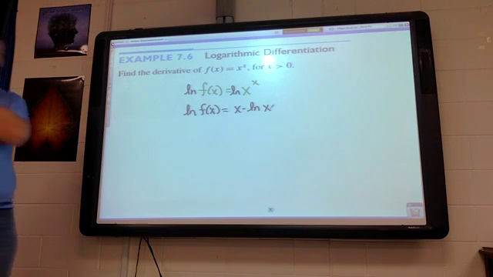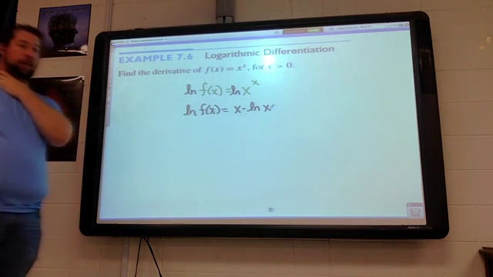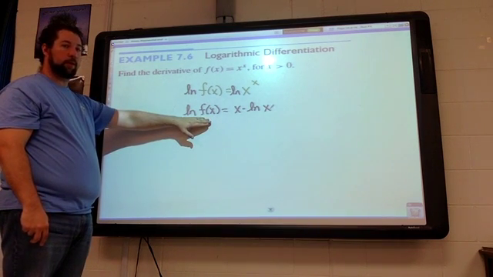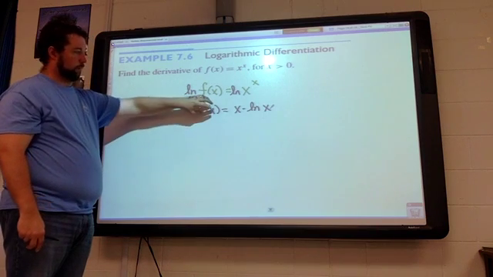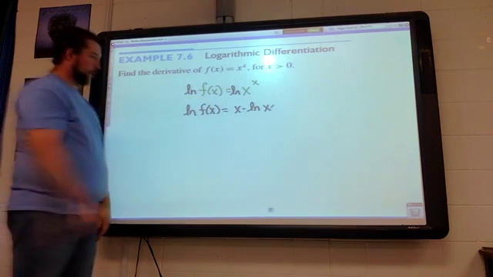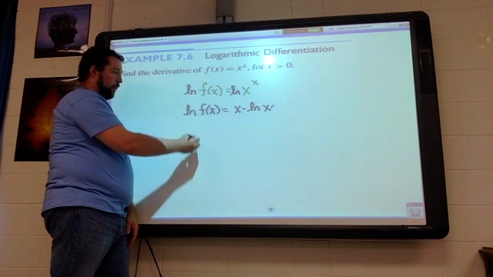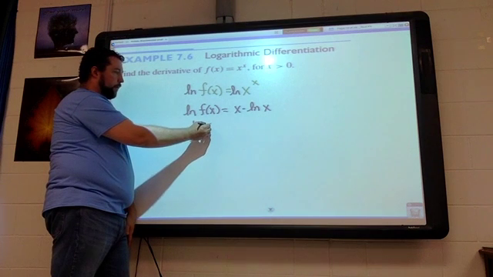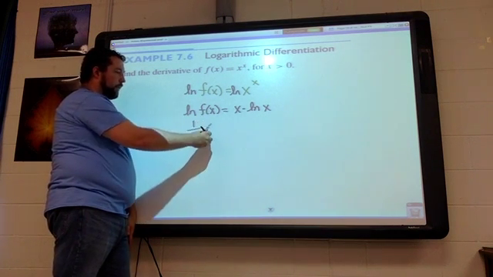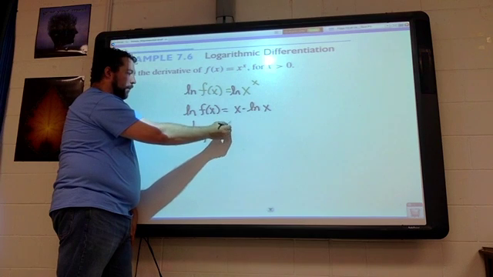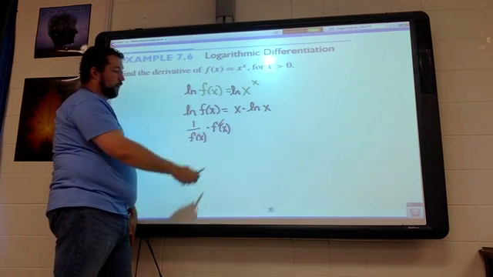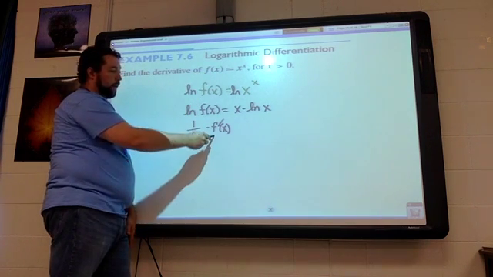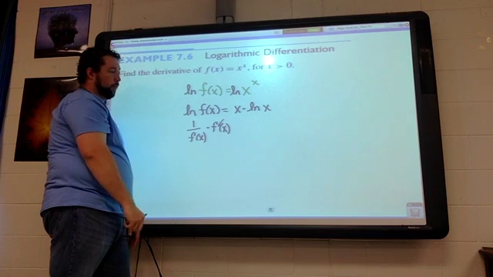Now I can just take the derivative of both sides. The derivative of this side: I've got a natural log function with a differentiable function in the middle of it. So that derivative is going to be 1 over f of x times the derivative of the inside, which is f prime of x. That's actually what we're trying to find, the f prime of x. That's this thing right here. We'll have to do some manipulation a little bit.